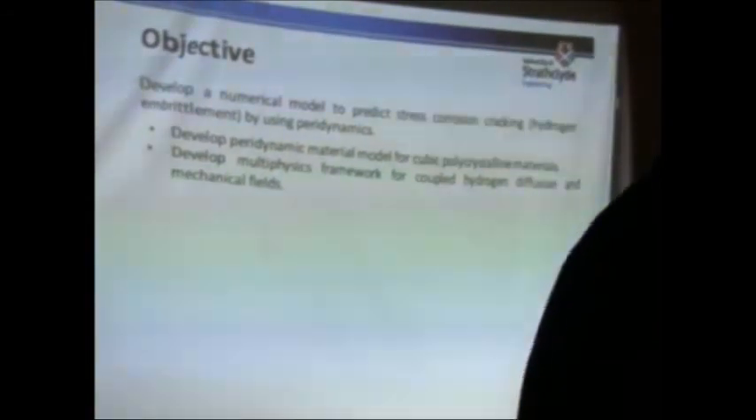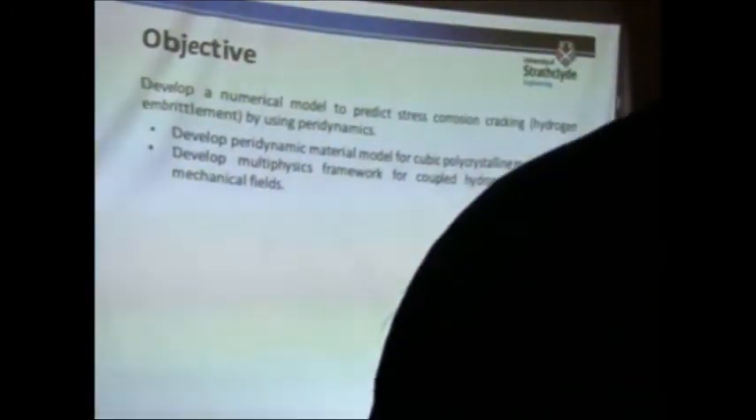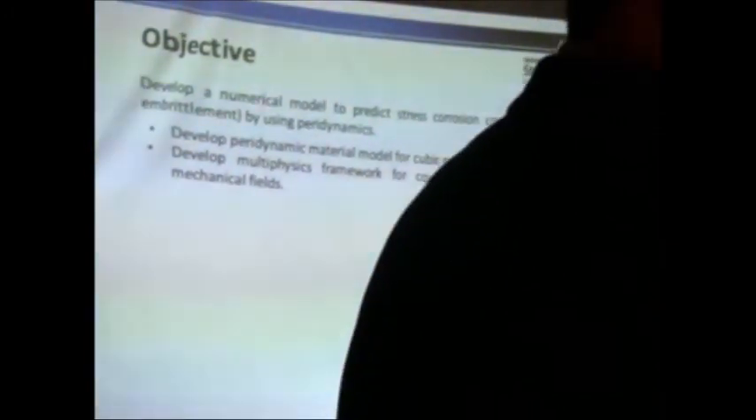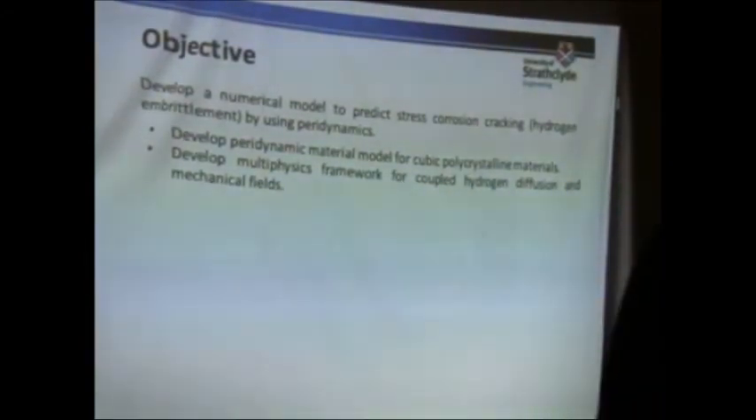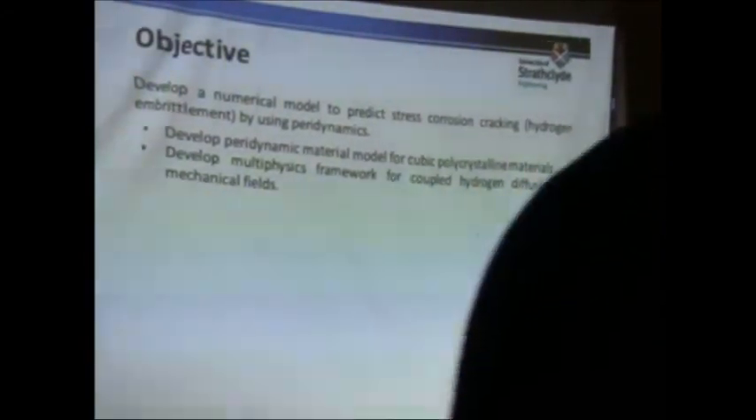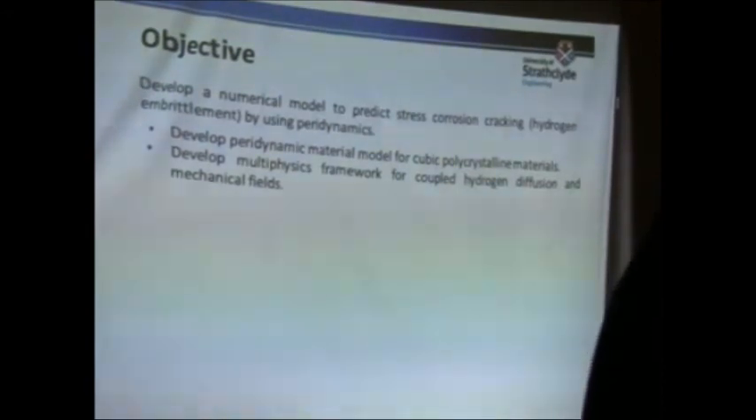Our goal for this particular study is to come up with a numerical model, and this numerical model is based on a new formulation called peridynamics. As I said, when we talk about stress corrosion cracking, we need to look at things at the microscopic level. This particular methodology is kind of new, and unfortunately we don't have all the material models. So the first thing that we had to do is to come up with a new material model which can represent a cubic polycrystalline material.